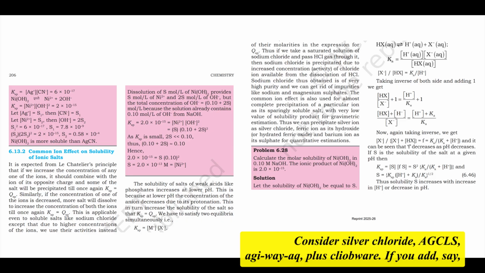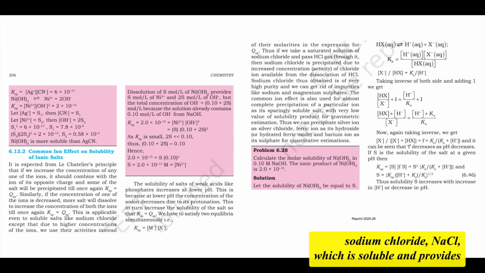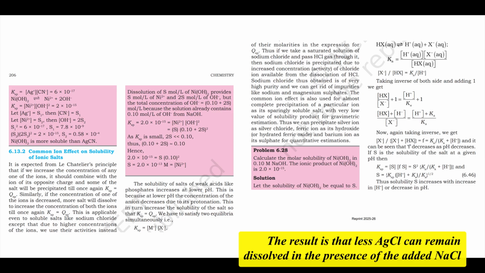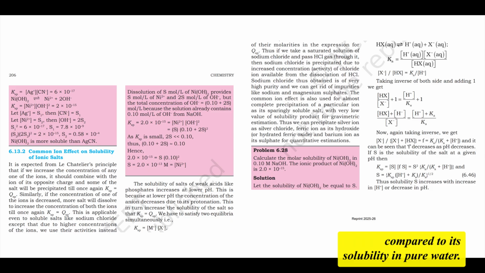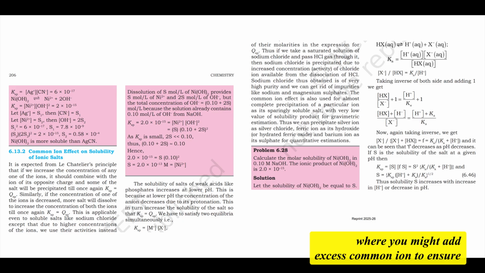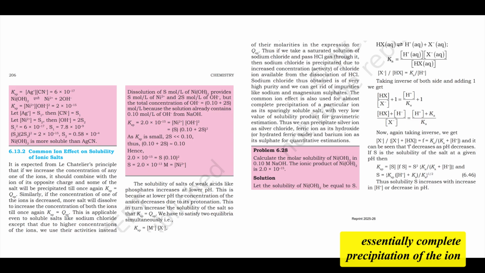thus decreasing its molar solubility. Consider silver chloride: AgCl(s) ⇌ Ag⁺(aq) + Cl⁻(aq). If you add, say, sodium chloride, NaCl, which is soluble and provides Cl⁻ ions, you are increasing the concentration of the common ion. The equilibrium shifts left to consume some of the added Cl⁻, forming more solid AgCl. The result is that less AgCl can remain dissolved in the presence of the added NaCl compared to its solubility in pure water. This effect is used practically. For instance, sometimes NaCl is precipitated from saturated solutions by bubbling HCl gas through it, increasing [Cl⁻]. It's also crucial in gravimetric analysis, where you might add excess common ion to ensure essentially complete precipitation of the ion you're trying to quantify.